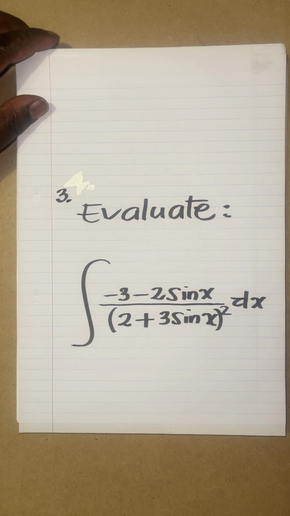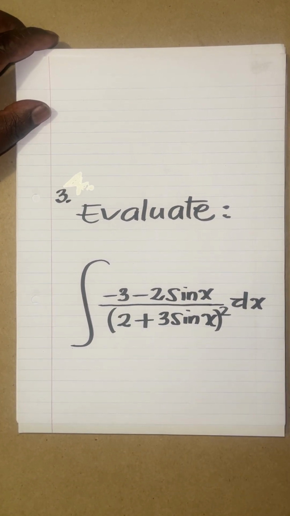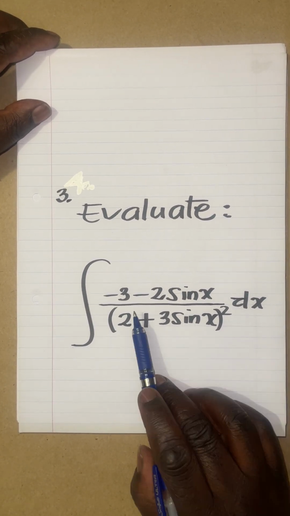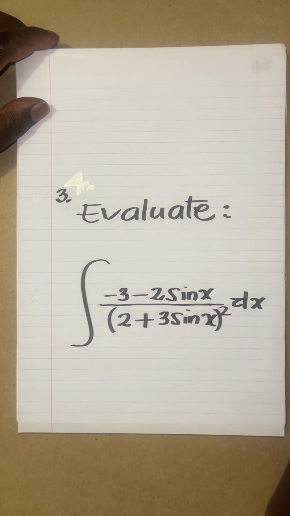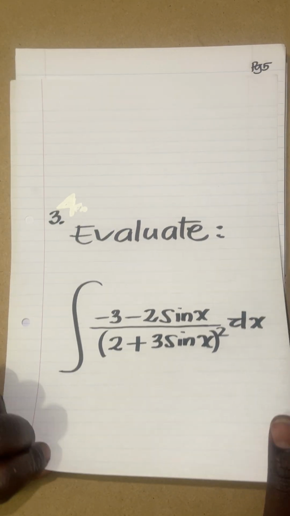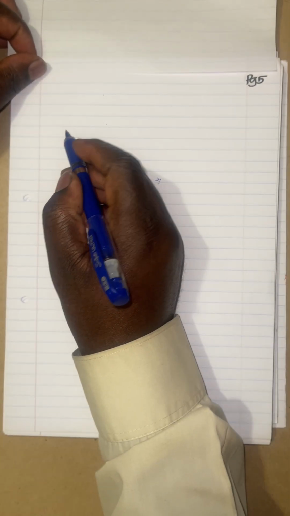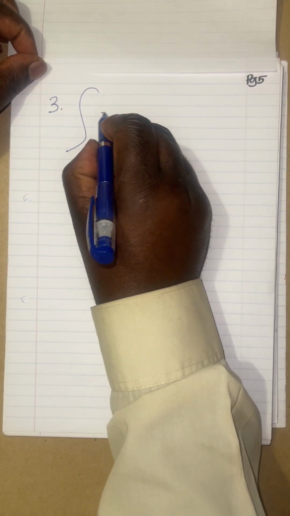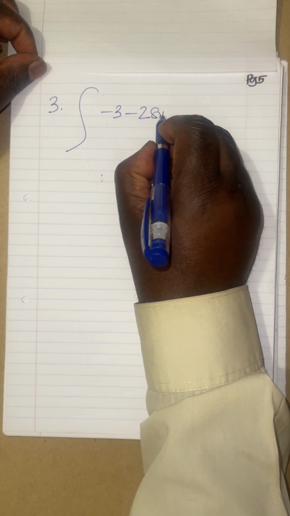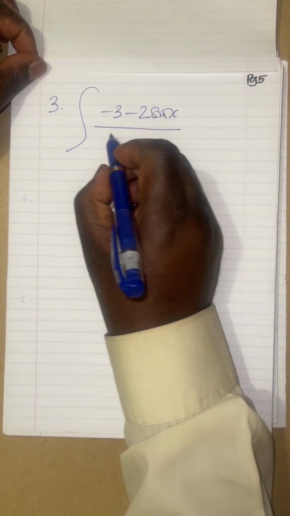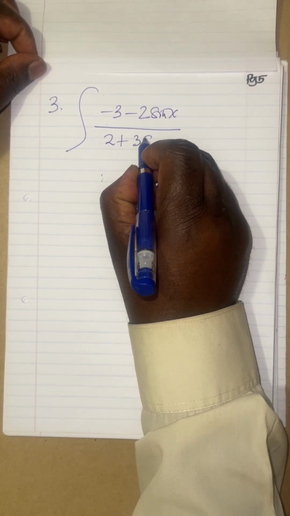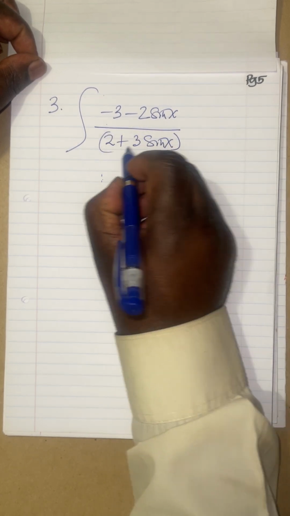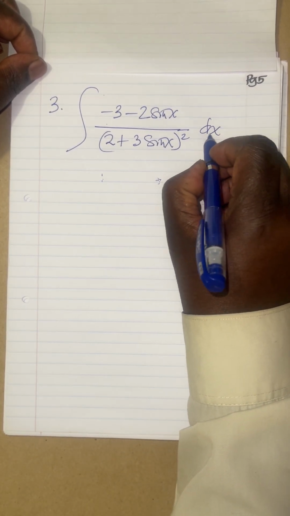But where do we start from? Well, looking at the numerator, you see there's a minus 3 and the minus 2 there. So I can take the minus out. That would be the starting point. So here is my approach. And I'm going to say something very serious here, you better take note of. Let me capture this integral number 3. So we're talking about the integral of minus 3 minus 2 sine x all over 2 plus 3 sine x all squared, and then we have dx.